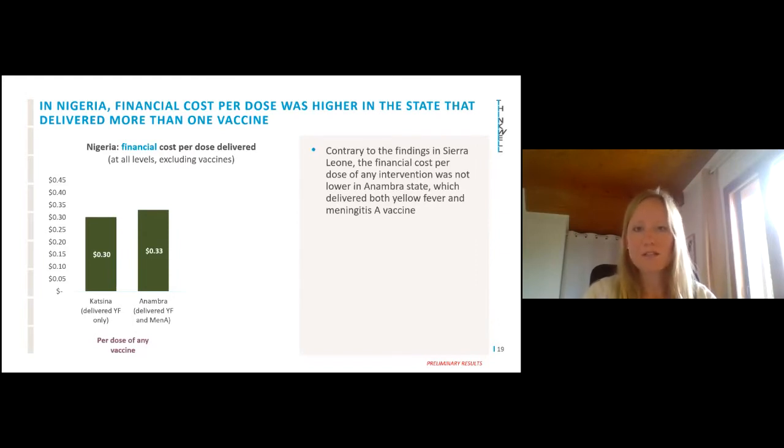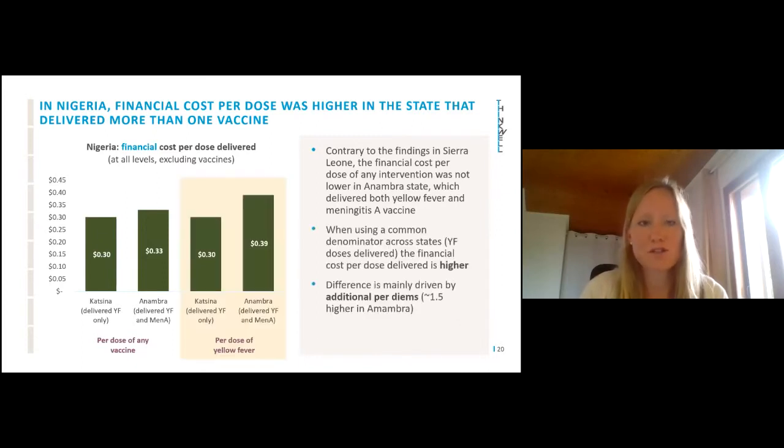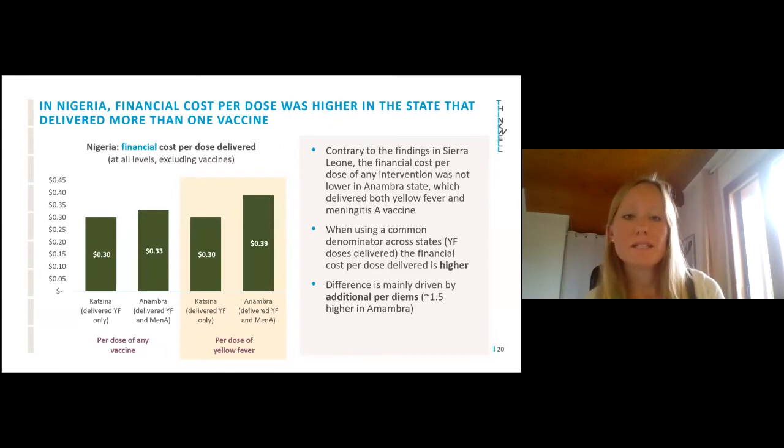And here, the delivery cost per dose of any vaccine is actually higher in Anambra, even though they delivered more interventions. And so if we run the same comparison where we look at a common denominator across the 2 states, which is the cost per yellow fever dose only, then the difference becomes even greater. And so why is this? Why aren't we seeing these efficiencies that we just saw in Sierra Leone?